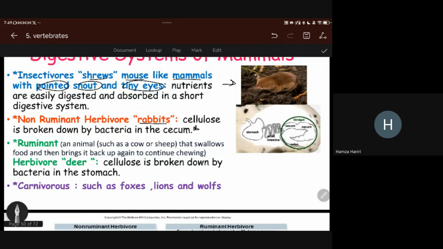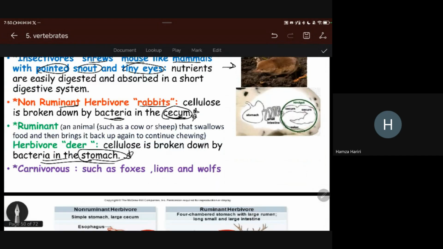Next, we have herbivores like deer, in which cellulose is broken down by bacteria in the stomach. So speaking of cellulose, in the non-ruminant, cellulose gets broken down by bacteria in the cecum, whereas in the deer, cellulose is broken down by bacteria in the stomach. This is the difference between the cecum and the stomach. Next, we have the carnivores, which feed on meat, like foxes and lions.